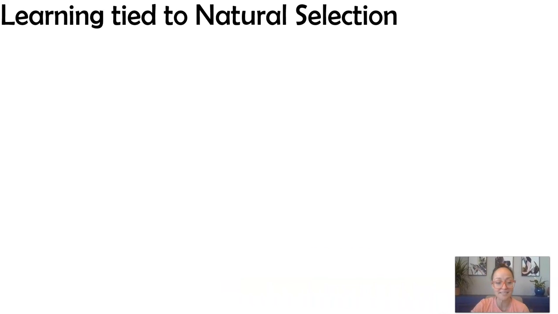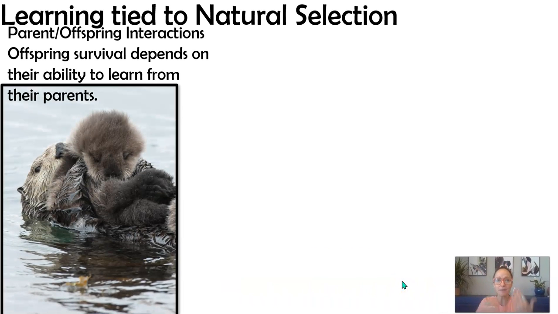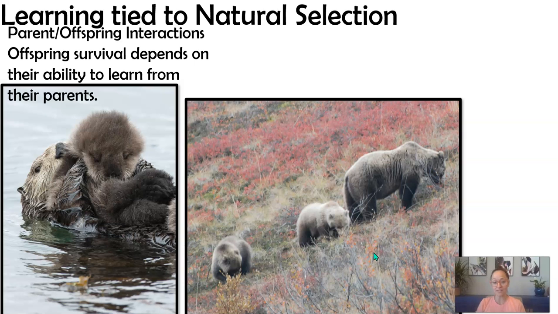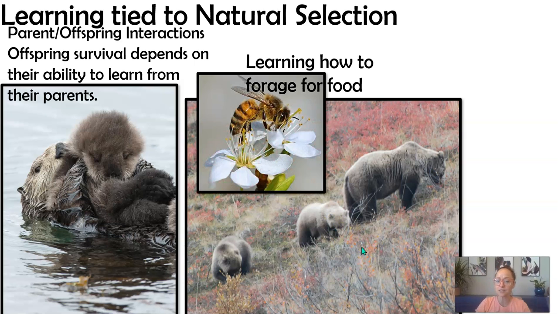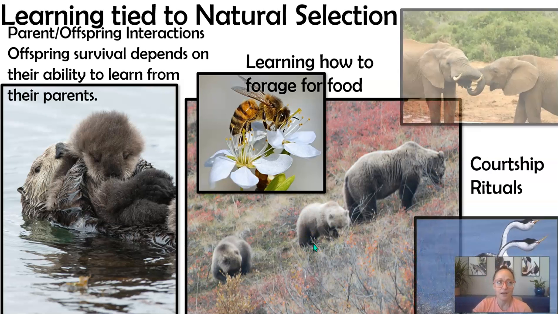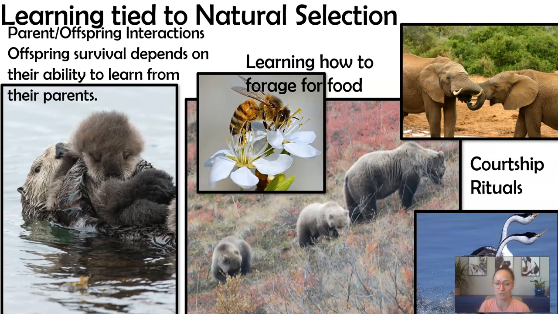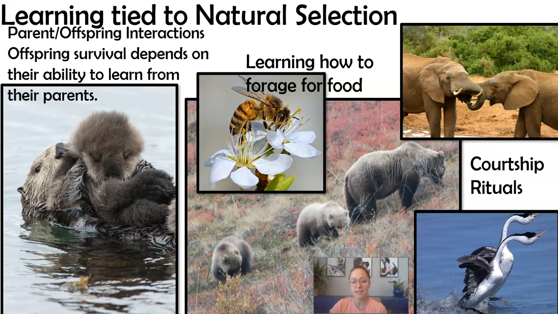Now, when we tie this into natural selection, parent and offspring interactions and teaching the offspring how to survive is important for success. So a mama bear may spend up to 2 years with her cub teaching them how to find food, not necessarily courtship rituals, but teaching them how to survive. And if an offspring is not able to learn, that's low fitness. And so the ability to learn is selected for by natural selection.